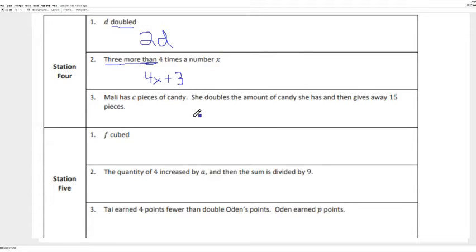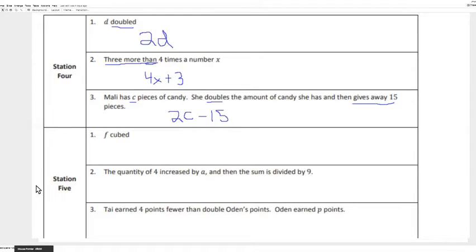The next one, Maylee has C pieces of candy. She doubled the amount of candy she has and then gave away 15 pieces. So she starts off with C pieces of candy. She's going to double it. Well, we learned from the top pair, that means multiply it by 2. And then she's going to give away 15. So she's going to lose 15 pieces of candy because she gave it away. All right, so there you go. So the double of C, so 2 times C, and she's giving away 15, so minus 15.